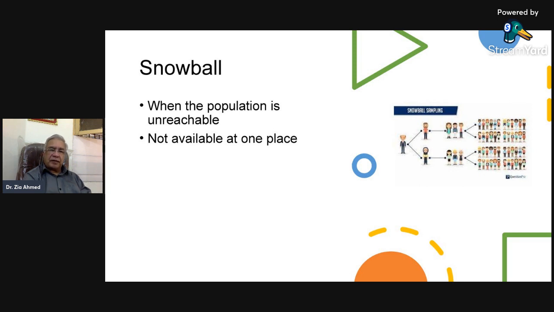When it travels from the top to bottom, it continues to accumulate snow with it and ultimately becomes a huge ball. Same is the case with this type of sampling, that it is done at that time when populations are unreachable, when they are not available at one place. So the first person is chosen, characteristics are applied to the next two, and again to the next three, and again to the group of people. That type of sampling is termed snowball sampling.